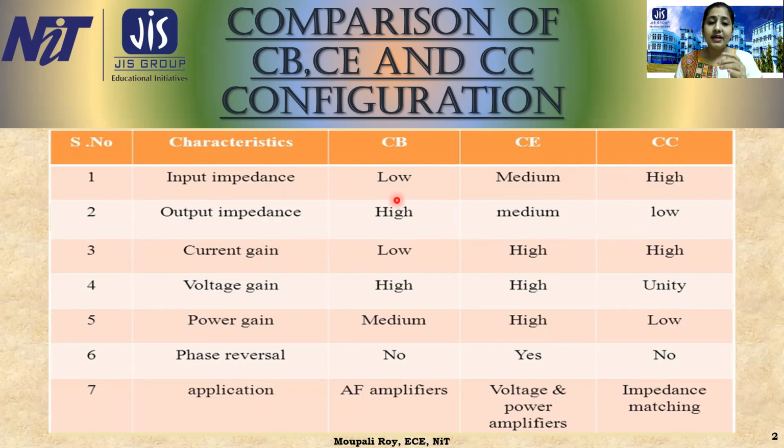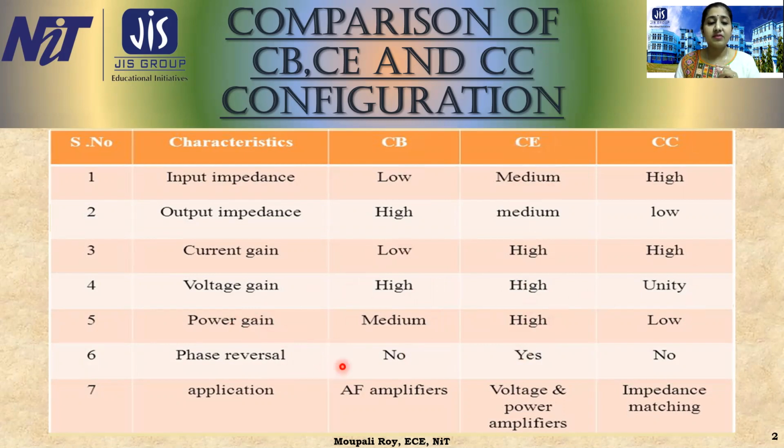Current gain, in case of common base, is very low. But in case of common emitter and common collector, current gain is very high. In case of voltage gain, common base and common emitter, both are very high. But in case of CC, it is unity. That means the value of voltage gain is 1. In case of power gain, CB is medium. CC is very high, CE is very high. CC mode, it is very low.